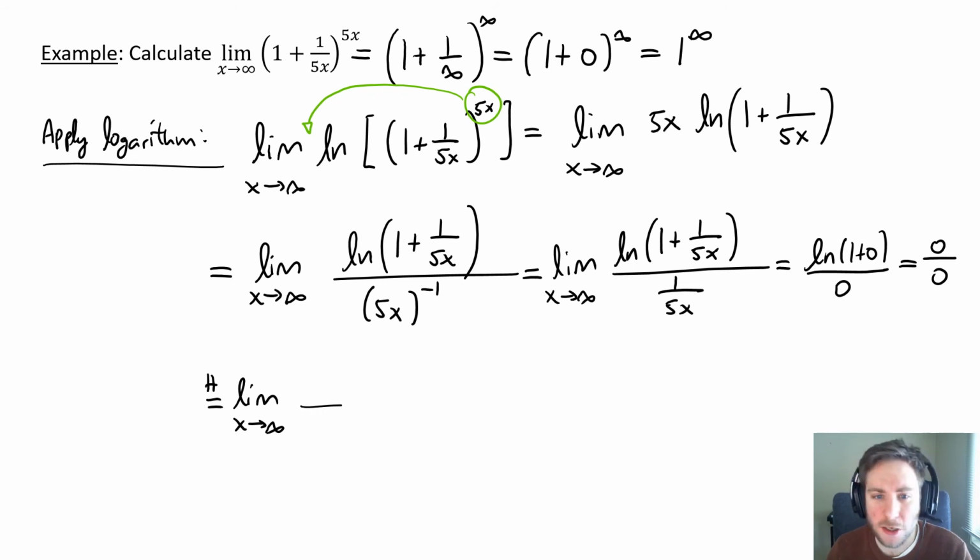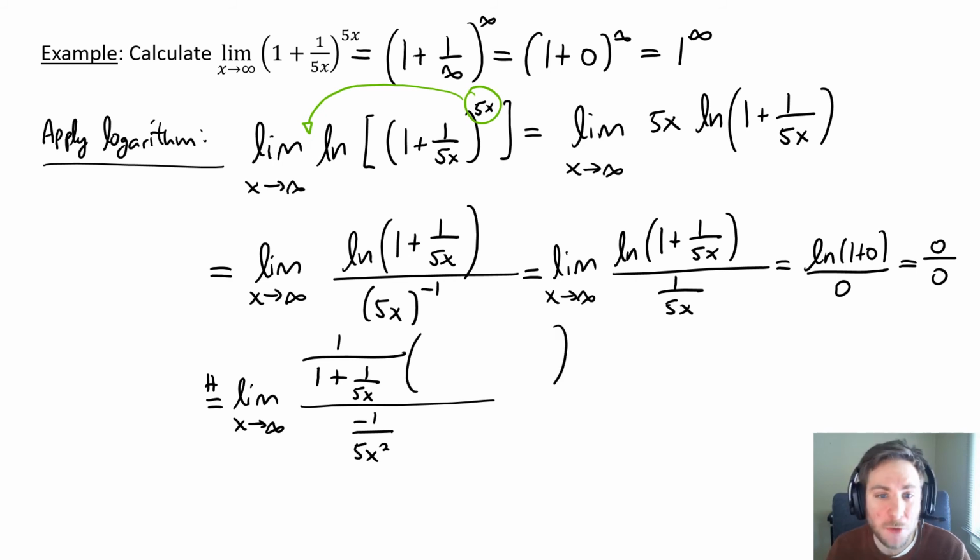Start with the derivative of the denominator, which you can check is negative 1 over 5x squared. And then in the numerator, we recognize the derivative of ln of something is 1 over that something. But then, according to the chain rule, we need to multiply by the derivative of 1 plus 1 over 5x, which is the inside part of the logarithm. So the derivative of 1 is 0, and we just saw that the derivative of 1 over 5x is negative 1 over 5x squared.